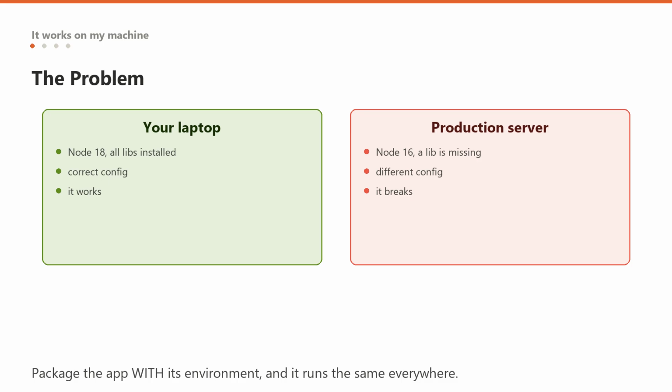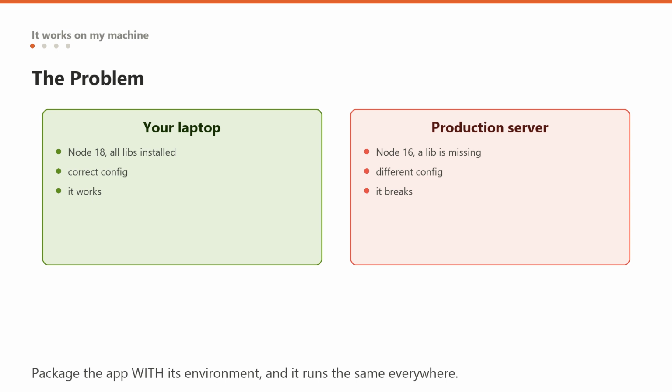You build an application on your laptop, and it works perfectly. You hand it to a teammate or deploy it to a server, and it breaks. Why? Because their environment is different. A different operating system, a different version of Node or Python, a missing library, a different configuration. This is dependency hell, and the classic excuse, "it works on my machine."